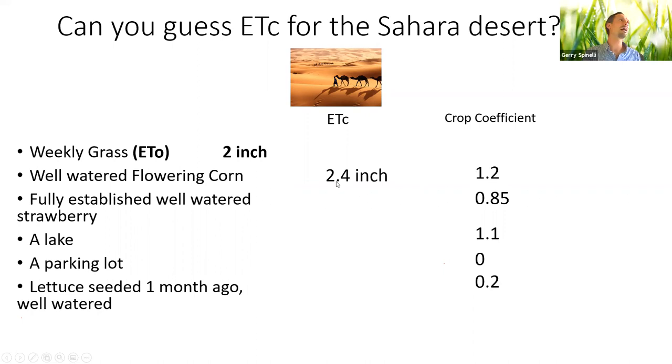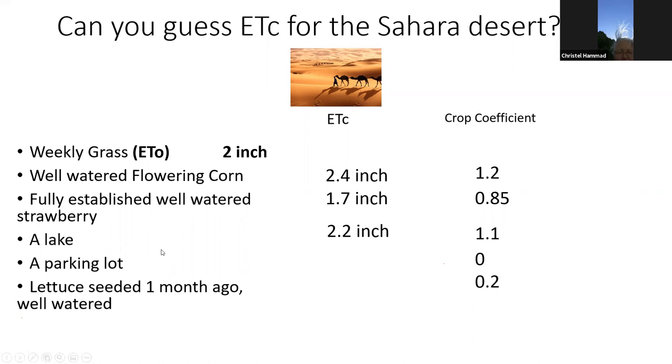2.4, how about that strawberry? Who wants to tell me? 1.7. Thank you, Troy. Correct. Thank you, everybody. You're really making my day. How about that lake? 2.2. Okay, everybody got it. I'm a happy man.